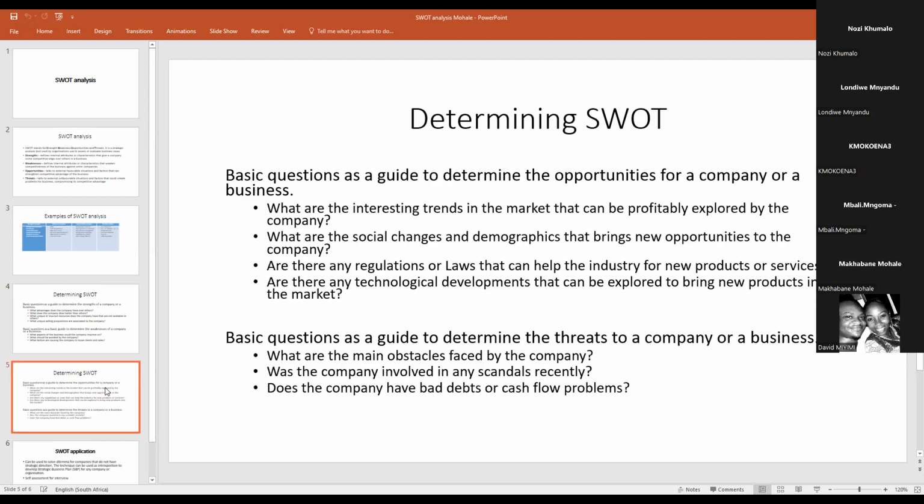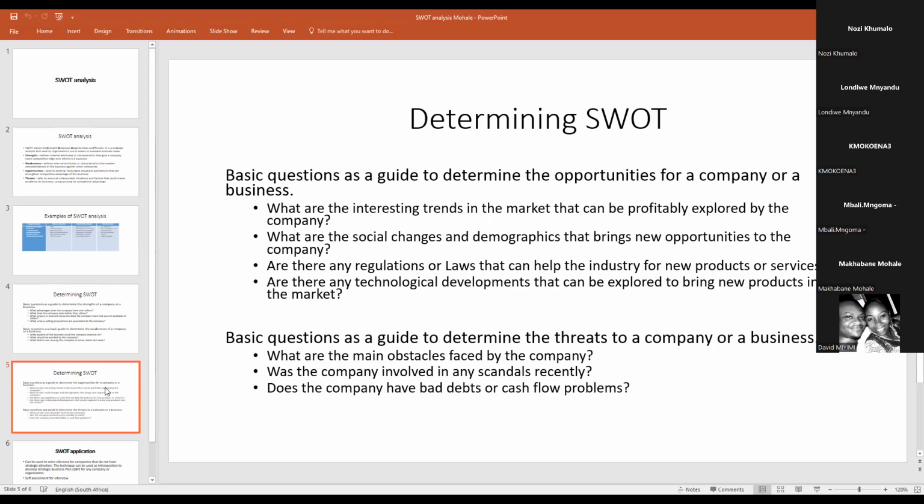For opportunities, we can ask ourselves basic questions such as, what are the interesting trends in the market that can be profitably explored by the company? And then what are the social changes and demographics that bring new opportunities to the company? Or are there any regulations or laws that can help the industry with new products or services? Or are there any technological developments that can be explored to bring new products into the market?